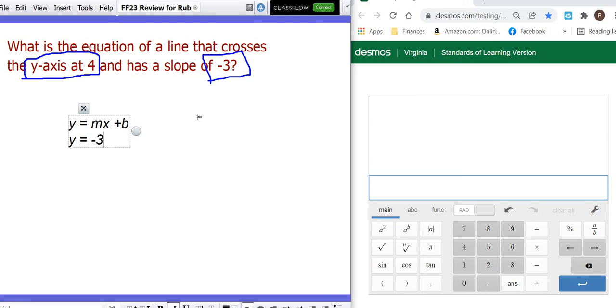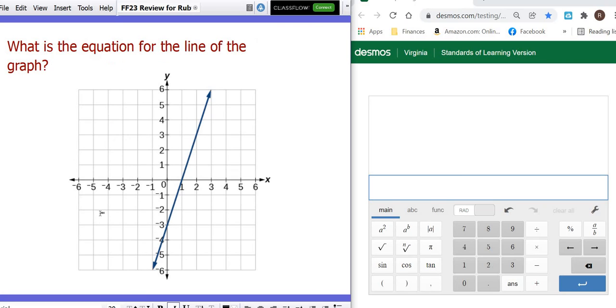So I would put the slope in place of m, but I still need my x there. That's very important. Then it says it crosses the y-axis at 4. That's a positive 4, so I put plus 4. If it had been negative, you would need the negative there. So your answer is y equals -3x plus 4.